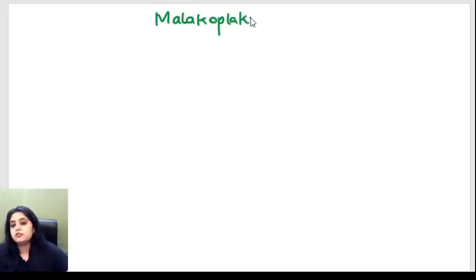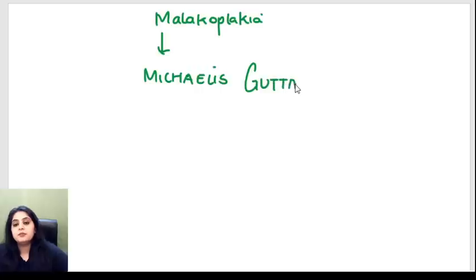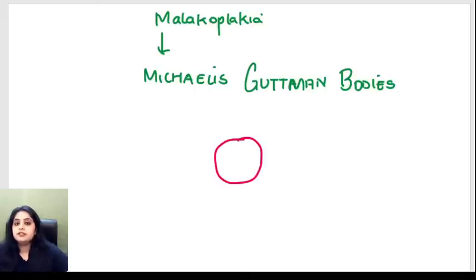Malakoplakia shows me the presence of MG bodies, Michaelis-Guttman bodies. So obviously you'll want to know what are Michaelis-Guttman bodies. Michaelis-Guttman bodies are made up of calcium. So there is going to be a cell like this. There's going to be a cell, then there's going to be a nucleus of that cell. But apart from that nucleus, you will also see some bluish color material that is lying inside it.